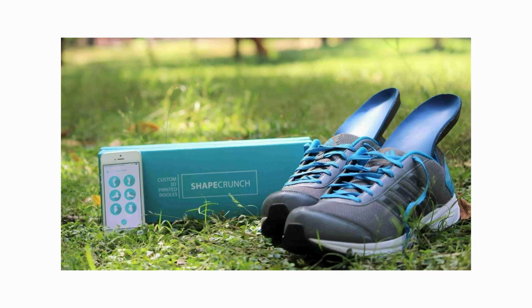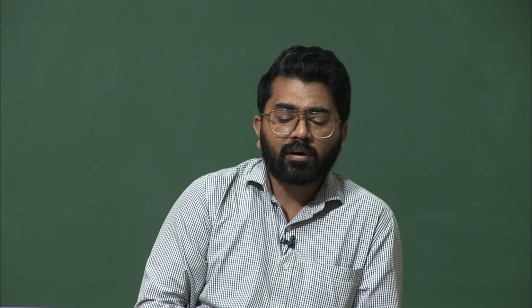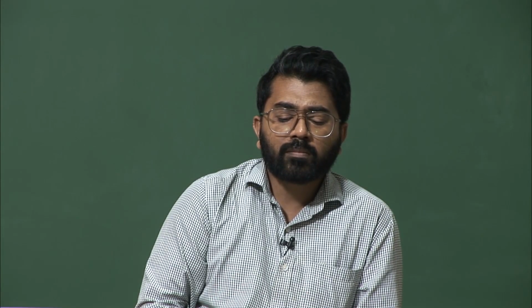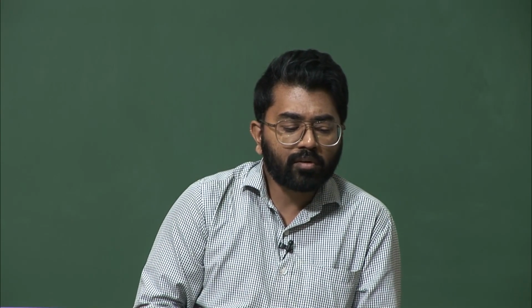Another example here is a company known as ShapeCrunch. What ShapeCrunch typically does is produce custom 3D printed insoles. This is a Delhi based company, and this is more of a startup mode. They are trying to sell these custom 3D printed insoles to a lot of folks in different regions, and they usually do online sales. These days they are doing some sales from Amazon as well, right? So let's take a look at their logo and what they stand for.